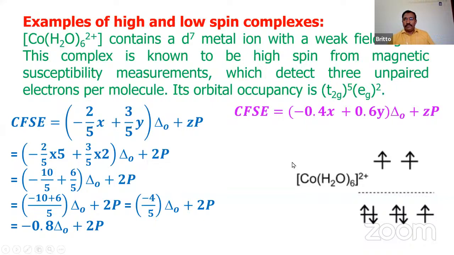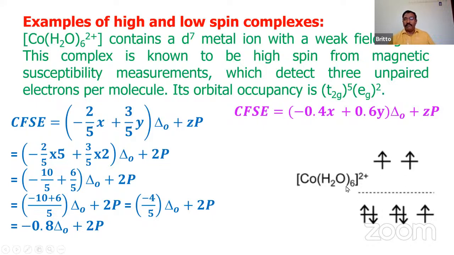Now look at the electronic configuration D7. It is a weak ligand. There are 7 electrons, and we have to distribute the electrons into the orbitals. There are 5 orbitals, 3 T2G and 2 EG. First, we are going to fill the electrons one each. So 5 electrons we fill, and the remaining 2 electrons we pair with the first 2 T2G orbitals. So this is the configuration.